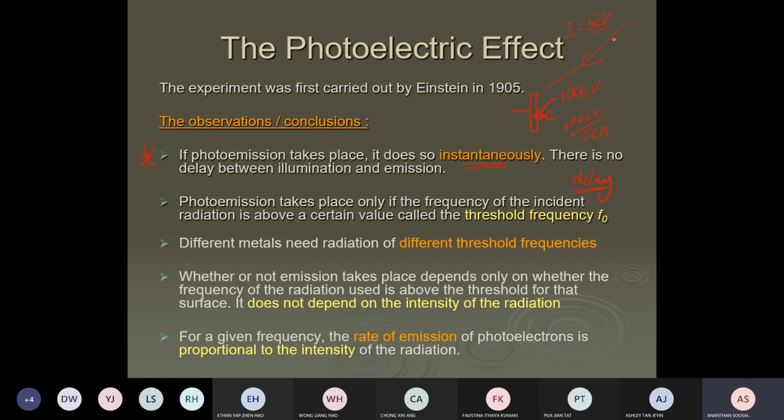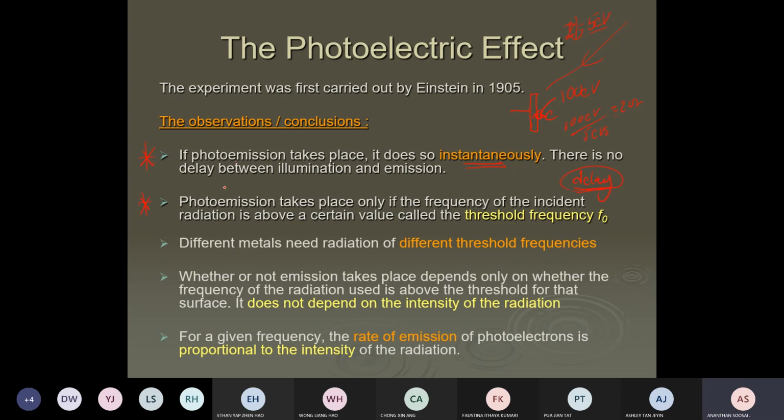So the electron would need to wait about 20 seconds to be released from the metal plate. The emission should have a delay. The lower the intensity, the more critical the delay, so the delay increases. But here, whatever intensity they use, the electron is released instantaneously. That's the first one.